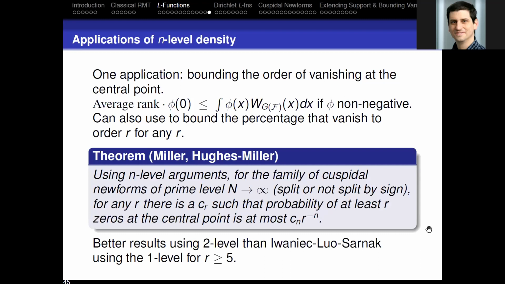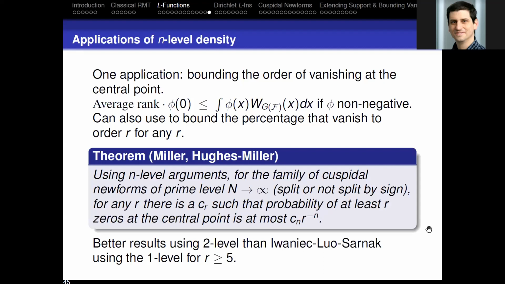A couple of years ago, Chris Hughes and I proved that you can use this to get a decay in the bound on the order of vanishing. What's the probability you vanish to order at least r? You can get some constant C_n times r to the negative n. Now, what is great about this is the larger n is, the greater decay you have as you go higher and higher above the central point. I mean, higher and higher rank. The problem is that the constant C_n also grows.